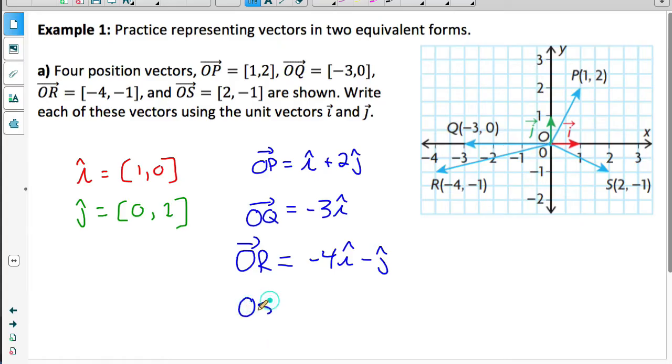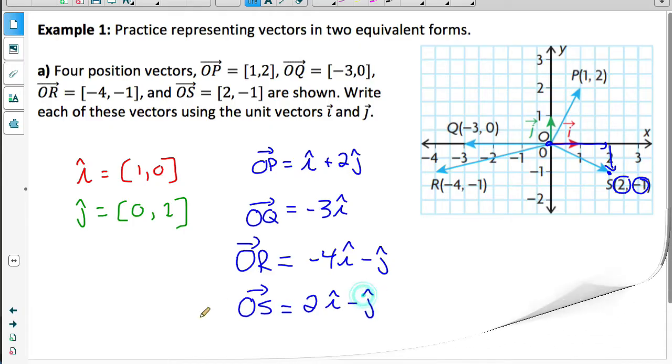And our last one is vector OS. Its tip is at the point (2, -1), tail at the origin, so it's the vector from here to here. I can write that as a sum of a scalar multiple of i plus a scalar multiple of j, and I can get those scalar multiples just by looking at the x and y coordinates. So vector OS is equal to 2 multiplied by unit vector i plus -1 multiplied by unit vector j. So I'll just write that as minus unit vector j.